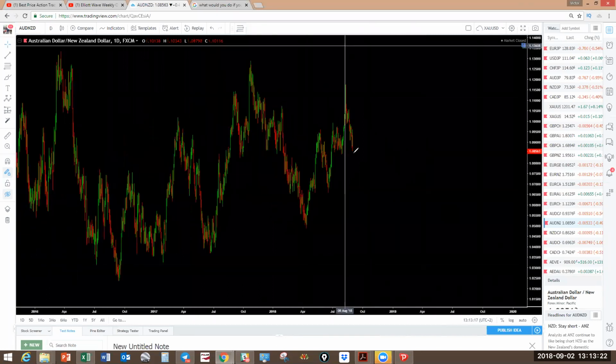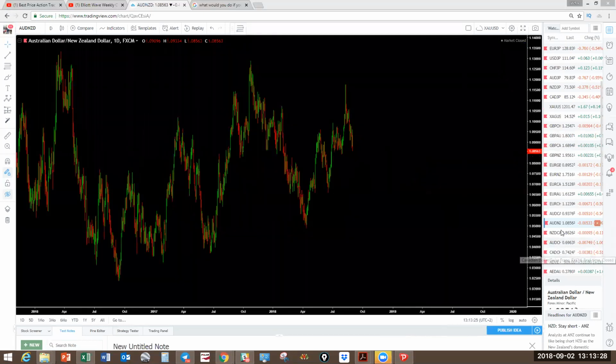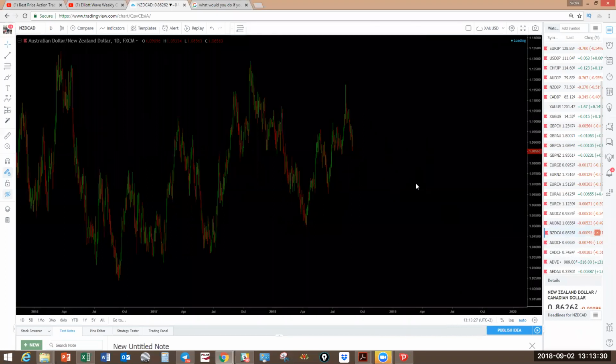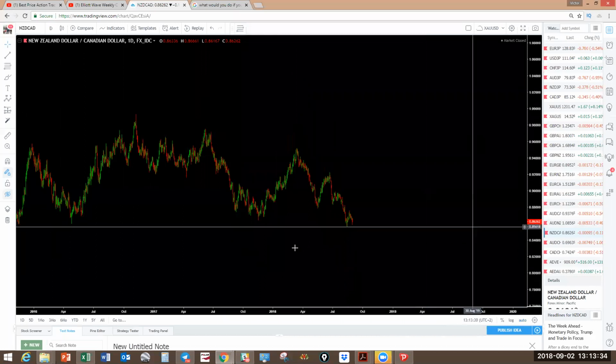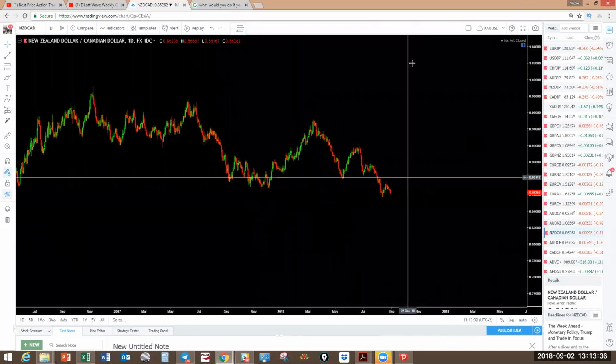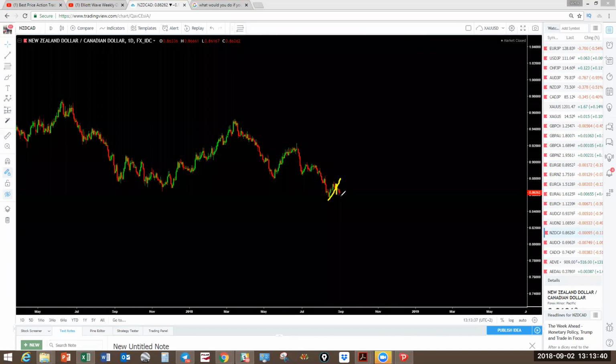Correction for more downside. Okay, that's AUD/NZD. All right, so let's look at NZD/CAD. You are coming down on NZD/CAD, one of my favorite pairs. Okay, this is a daily, and it looks like you would have missed this move here, this correction. Okay, it is correcting again. That could come back up for one more to the downside.